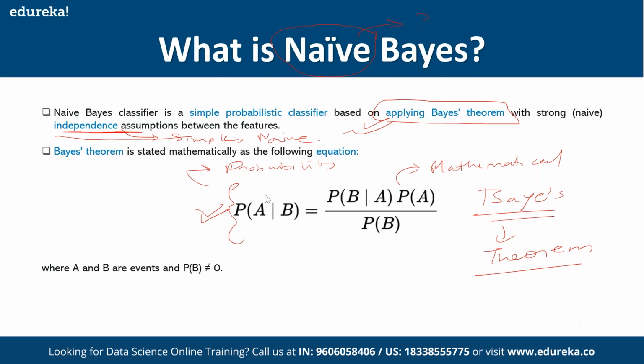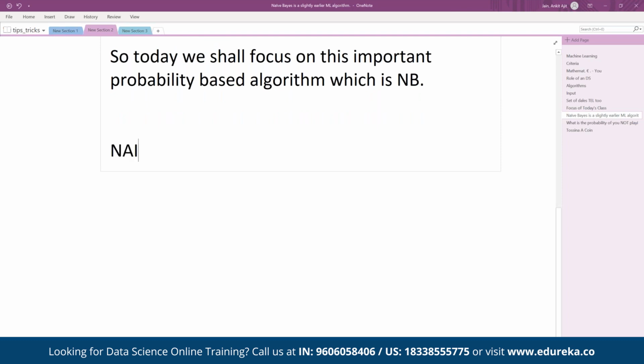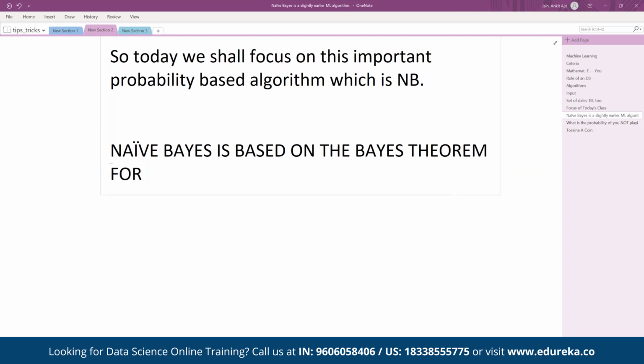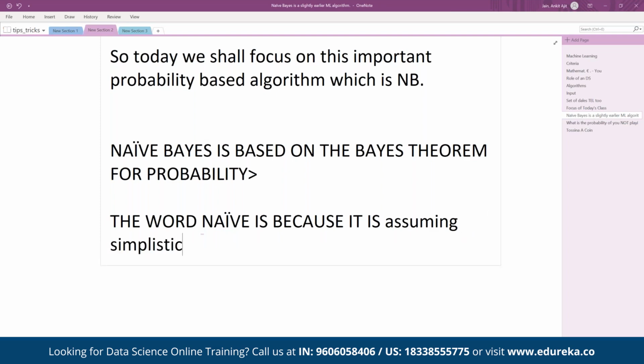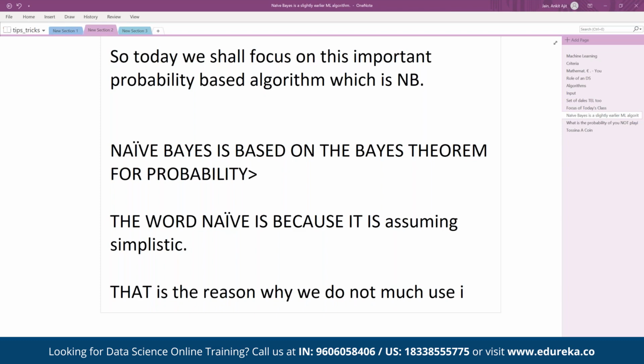Now let me just write it down for all of you so that you can understand it better. Naïve Bayes is based on the Bayes theorem for probability. The word naïve is because it is assuming. Whenever you make some algorithms, there are some assumptions made. The assumptions made here are very simplistic. That's why we say it is naïve, and that is the reason why we do not much use it in industry.